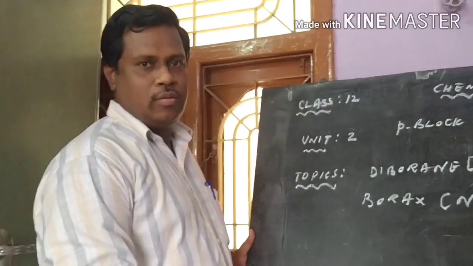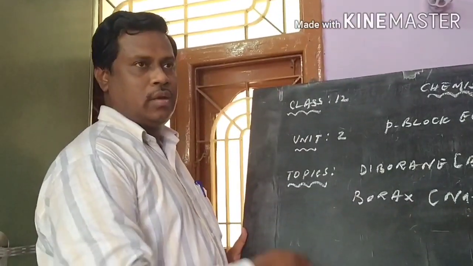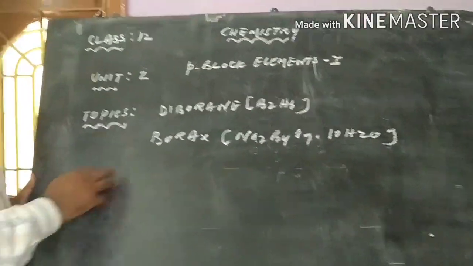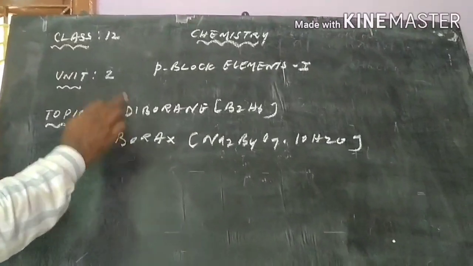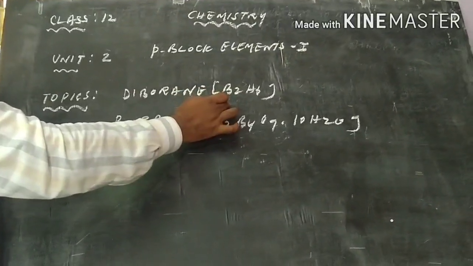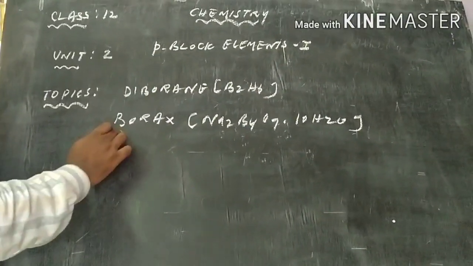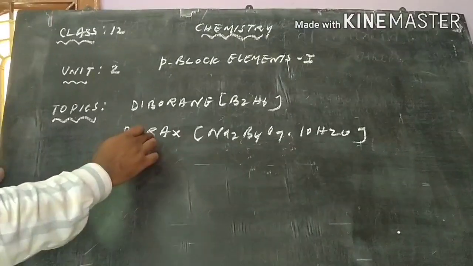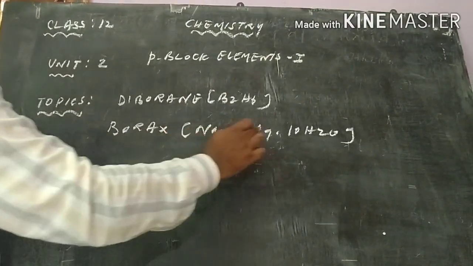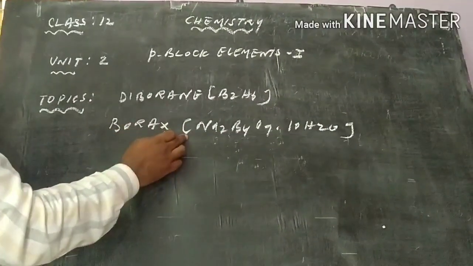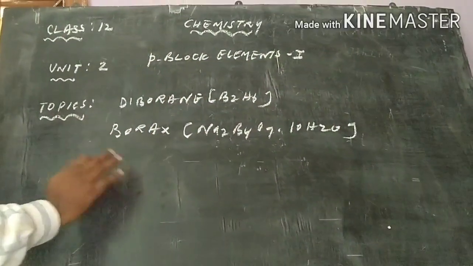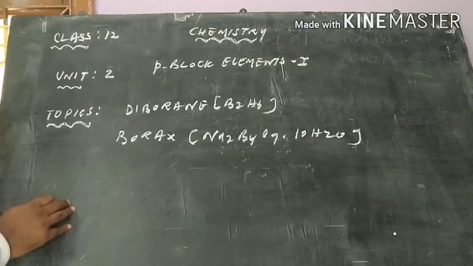Today we will discuss unit 2, P block elements 1. Topics are diborane, formula B2H6, and the next one is borax, formula Na2B4O7.10H2O.